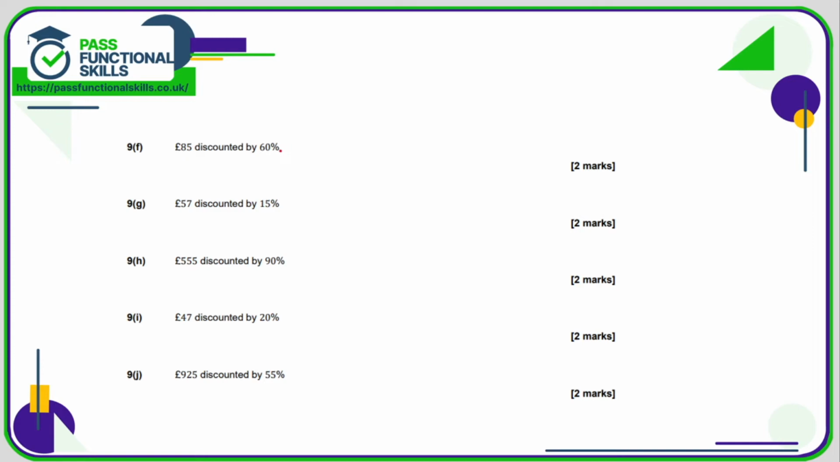60% off means you're paying 40% of the original amount. What is 40% of 85? The multiplier for 40% is 0.4. So 0.4 times 85 comes to a total of £34. If it's 15% off, then you're paying 85%. The multiplier for 85% is 0.85. So that's our calculation, 0.85 multiplied by 57, and that comes to a total of £48.45.